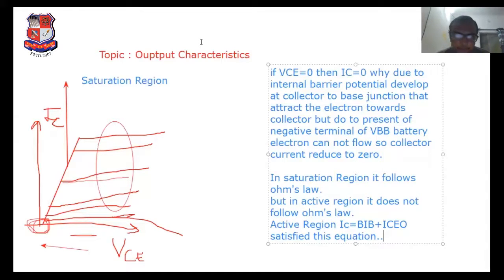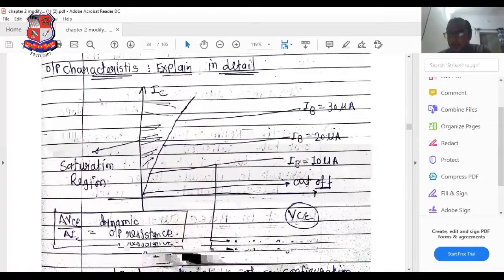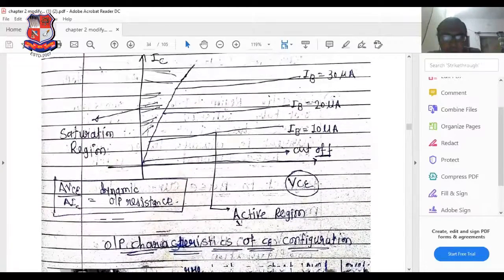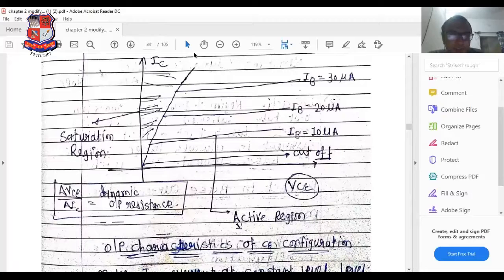Now see this from the PDF. See these different base values. In the cutoff region only leakage current flows. Why? Because both junctions are in reverse bias. Already explained this operation. Dynamic resistance rho equal to delta VCE upon delta IC, delta V upon delta I, obviously.